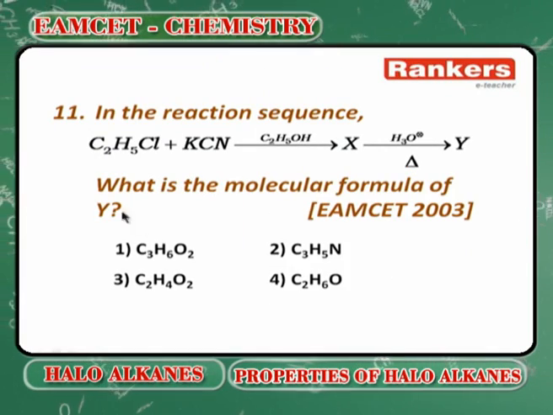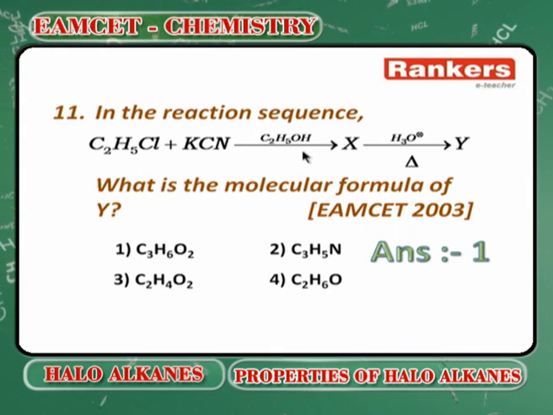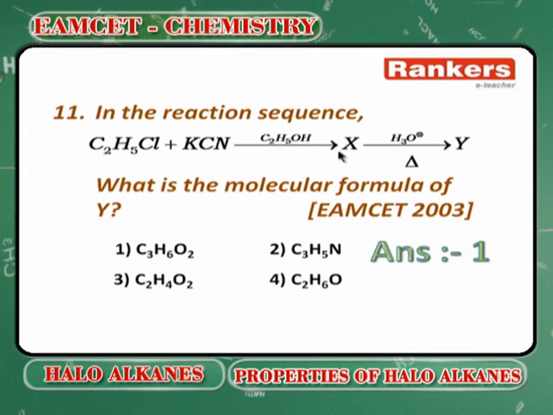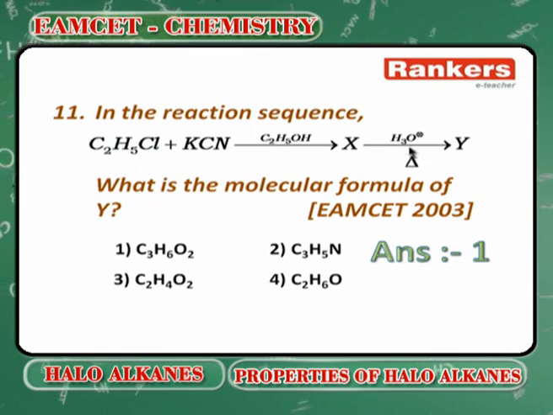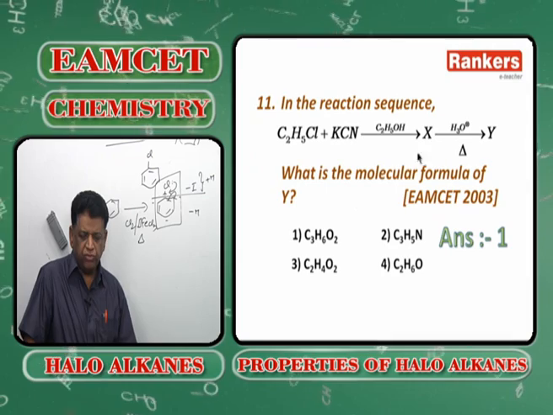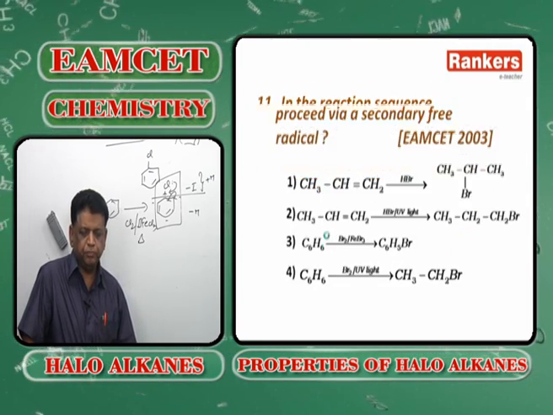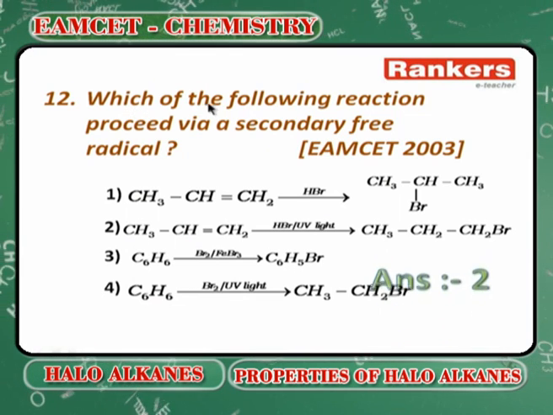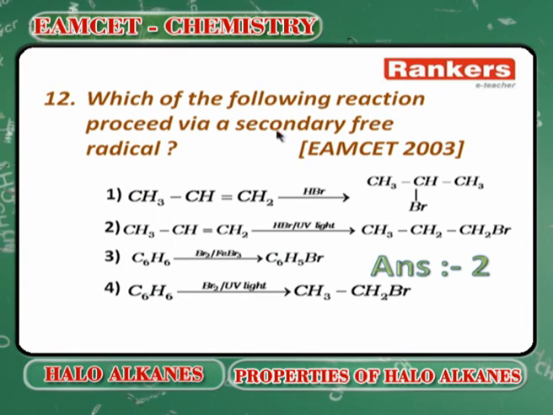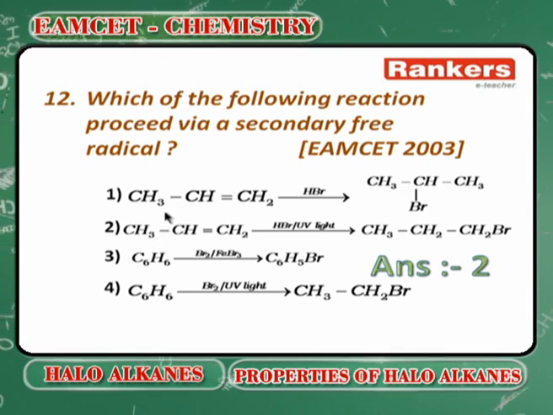Next. In the reaction sequence, ethyl chloride with KCN, you will get ethyl cyanide. Ethyl cyanide on hydrolysis will give propanoic acid. So, propanoic acid means 3 carbons should be there with a COOH, means answer 1 will be the right answer. Next. Which of the following reactions proceeds via a secondary free radical? The first step, in the first reaction, HBr is added.